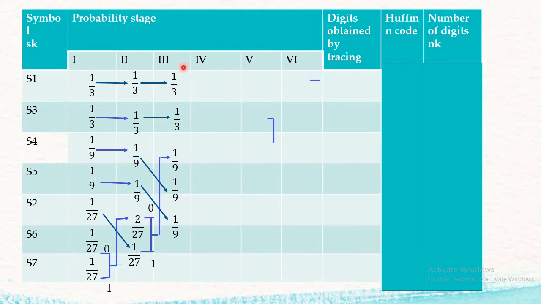Again in stage 3 we focus on the last two values. We take the addition: 1/9 plus 1/9 comes out to be 2/9. The lower one is assigned bit 1 and the value above it is assigned bit 0. So we have the value 2/9. Then we have to adjust this 2/9.